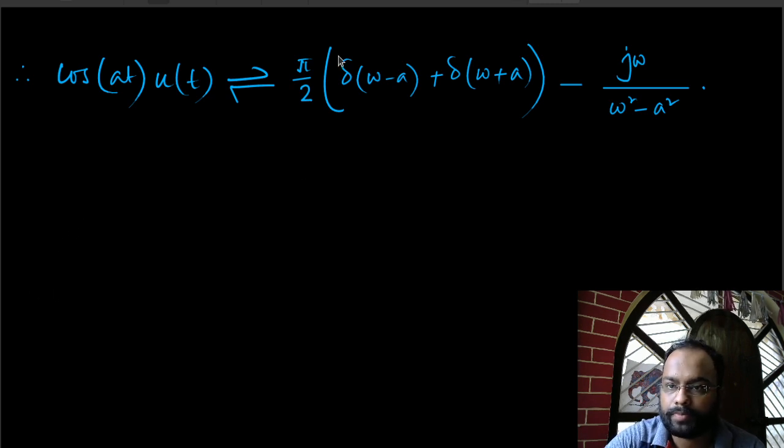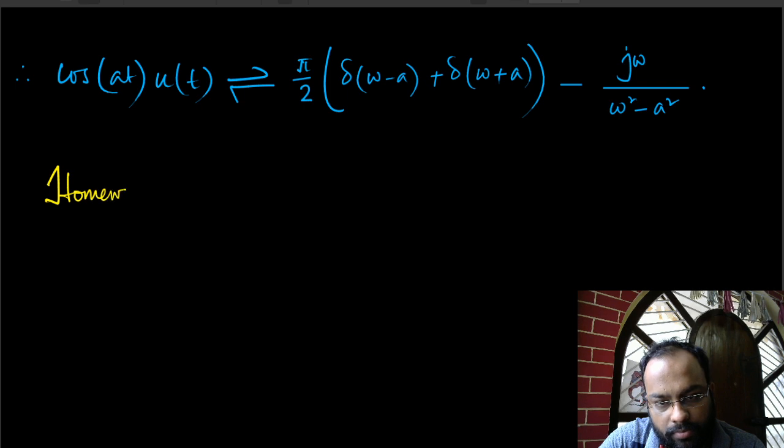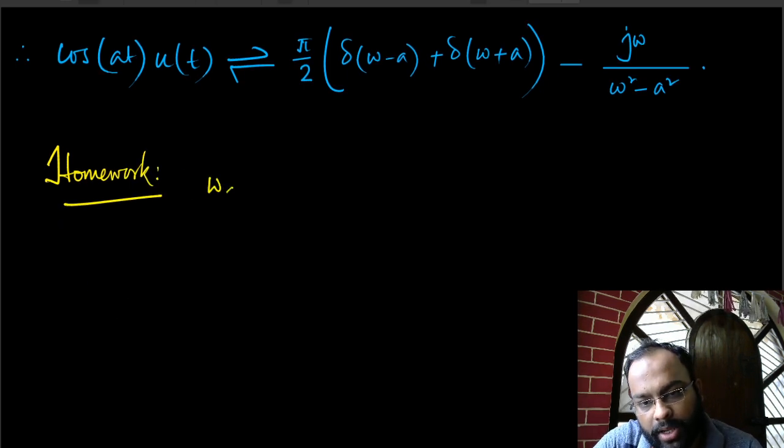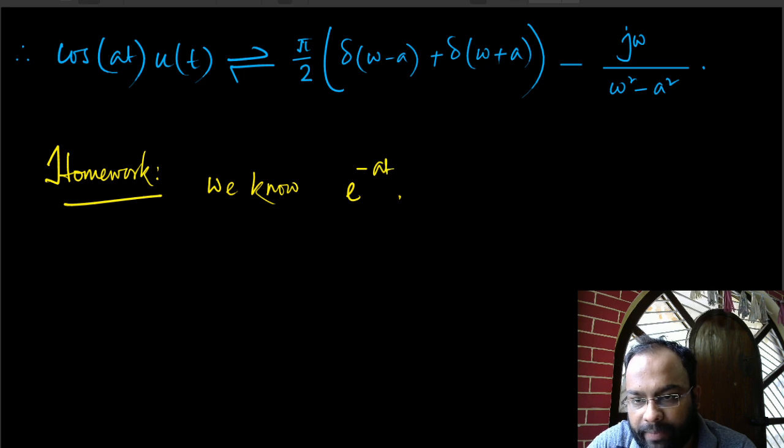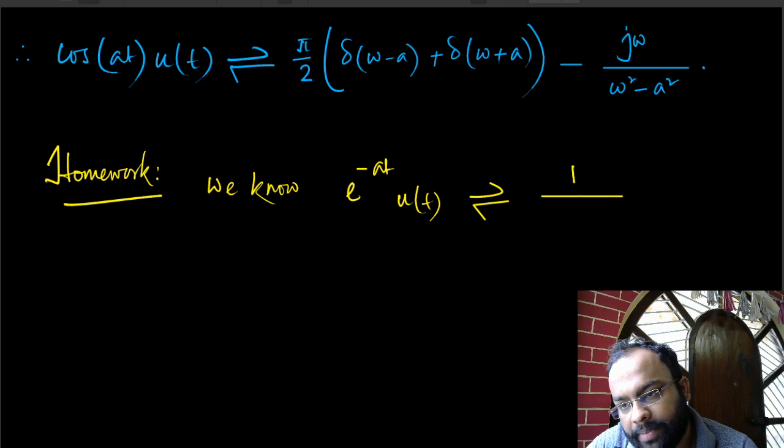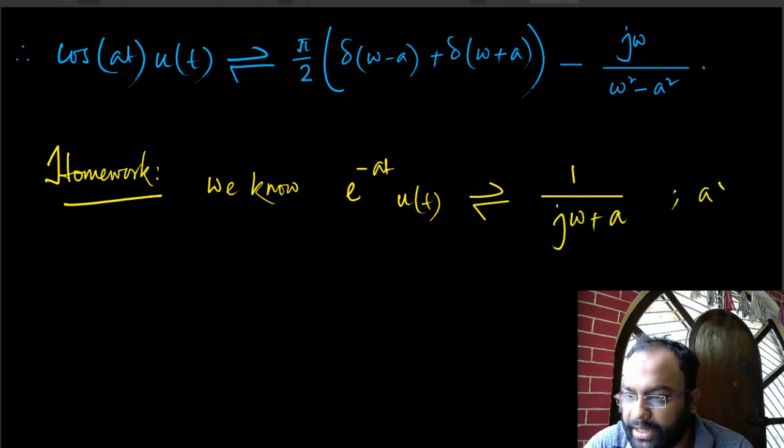All right. So if this is fine, I'm giving you the homework right now, so let's say what we know. We know that the Fourier transform of e to the power minus at ut was 1 by j omega plus a. Of course, a is greater than 0.